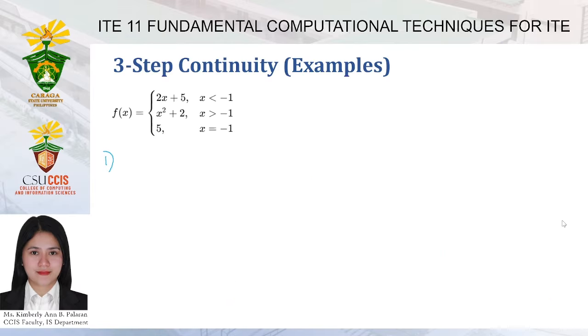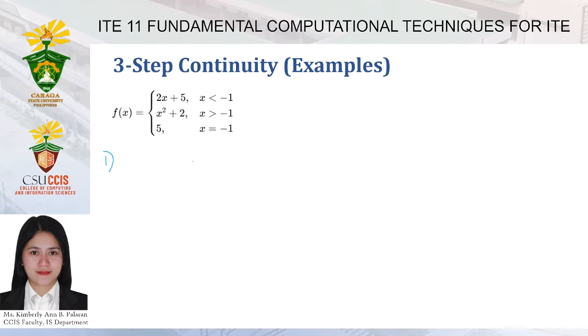Now we have this piecewise function 2x plus 5 where x is less than negative 1, x squared plus 2 where x is greater than negative 1, and we have the function 5, our constant 5, where x is equal to negative 1. So here, we'll focus on negative 1 lang jud. Wala na may lain values, right? Unlike the first example that we have si 2 and si 3. So in this case, we only have negative 1.